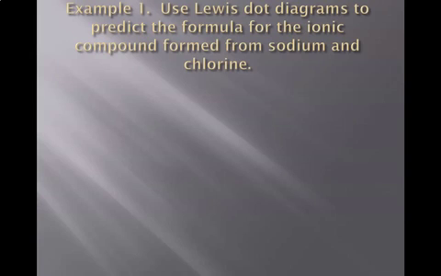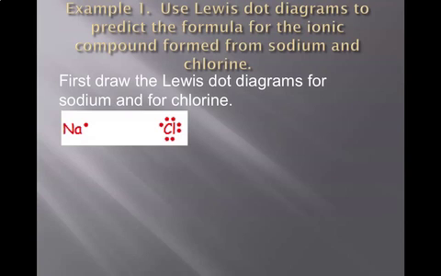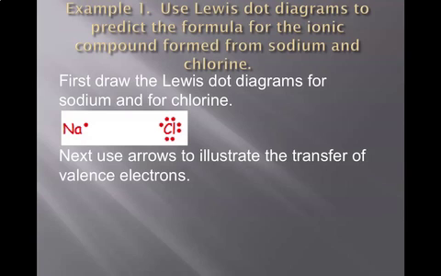Okay, so now we're going to talk about how to put those into formulas, and we can use these to predict. We already kind of know about charges from naming, and we can use them to predict what is formed from sodium and chlorine. So we're first going to draw the electron dot diagrams for sodium and for chlorine. So I have sodium, which is 1, and chlorine, which has 7. So it leaves a gap on chlorine's side.